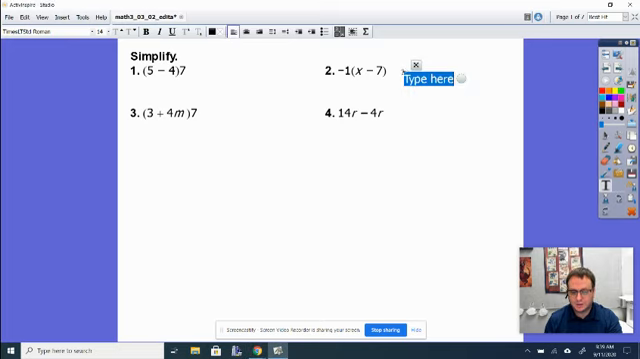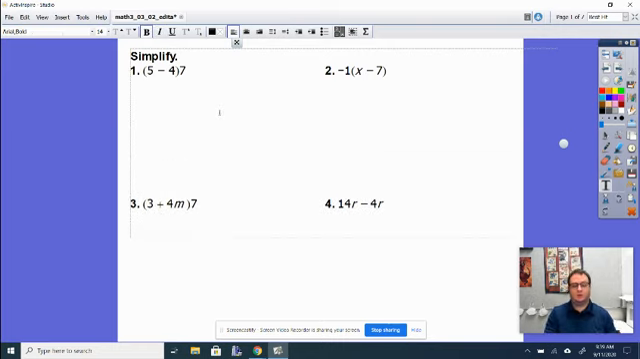Hey everybody, today we're going to be looking at 3.2, where we're going to take polynomials, add them, subtract them, and multiply them. We won't do division today. Division will be a different unit or section. So today we're looking at multiplying polynomials. For these first ones, all we're asked to do is simplify here.